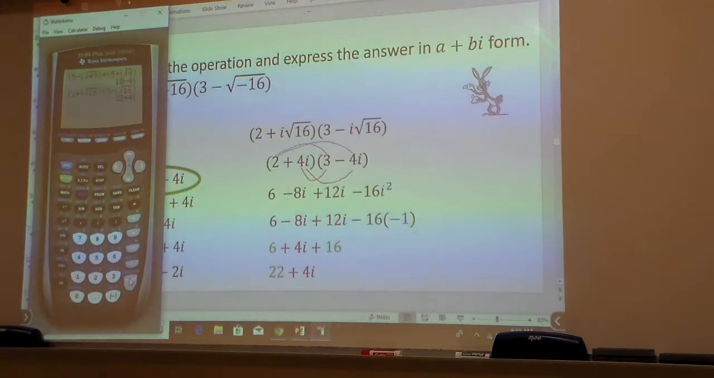enter, and it tells me 22 plus 4i. So the calculator will even do those features now. Wish I had that when I was in school.